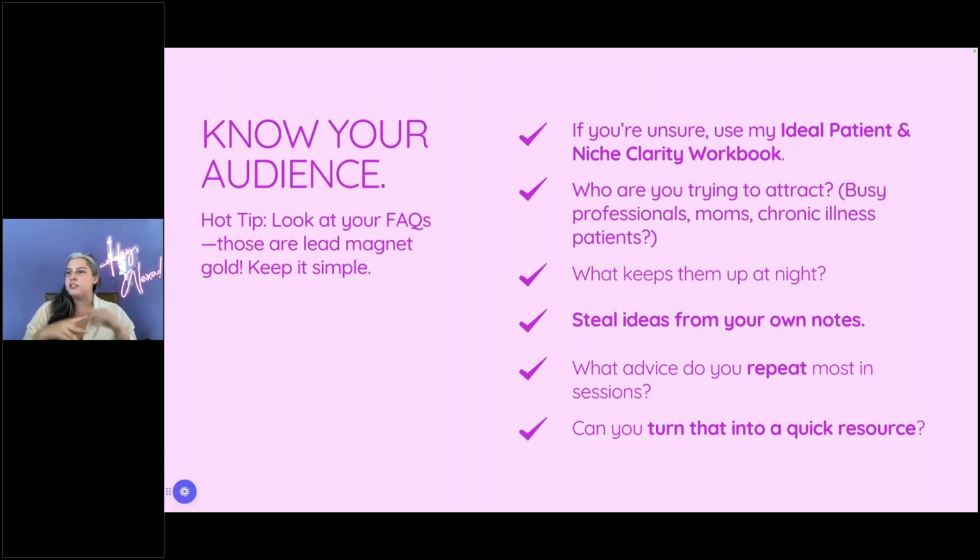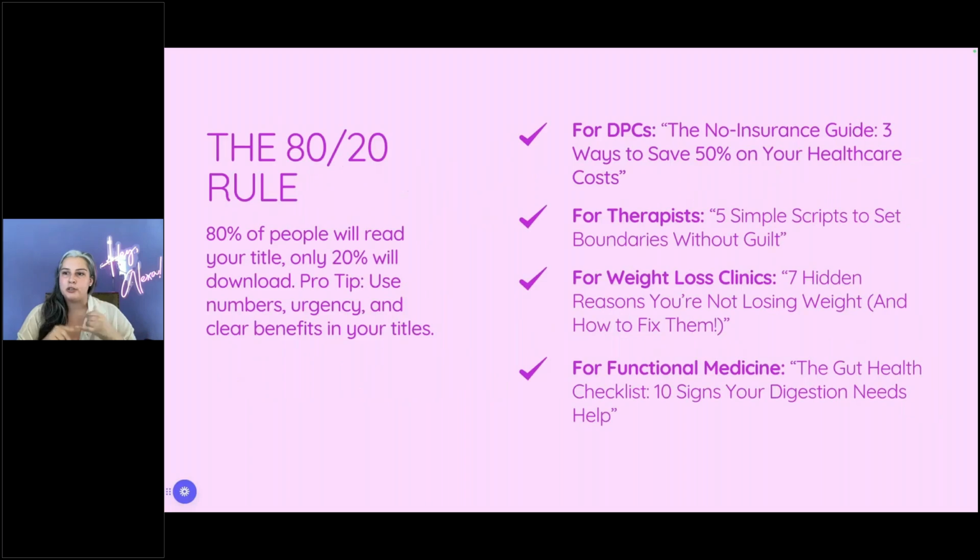How to create powerful hooks and grab attention. So there's an 80-20 rule, meaning 80% of the people will read your title and only 20% will download. So you want to use either numbers or urgency and clear benefits in your title. So for DPCs, you could say no insurance guide, 3 ways to save 50% on healthcare costs. So that already kind of piques your interest. Maybe you can shorten it, but this is just, again, examples. But here, to say 50% of health care costs, that would automatically pique my interest.